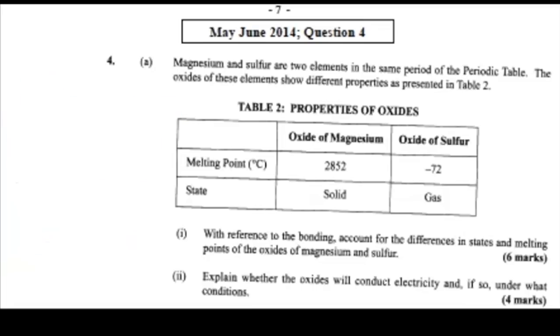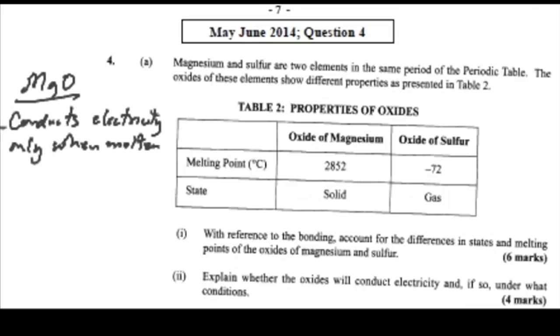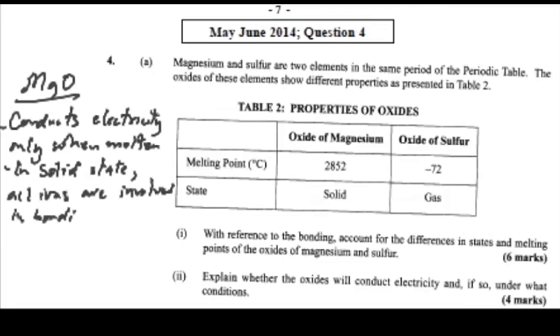For part 2, explain whether the oxides will conduct electricity, and if so, under what conditions. The magnesium oxide, MgO, conducts electricity only when molten. In the solid state, all the ions are involved in bonding, but in the molten state, the ions are set free.